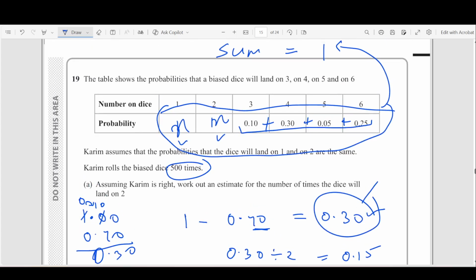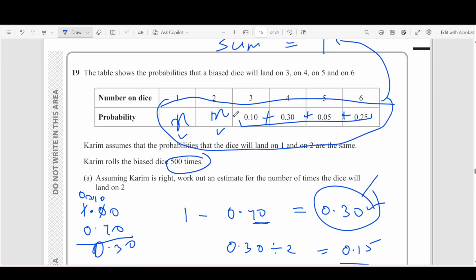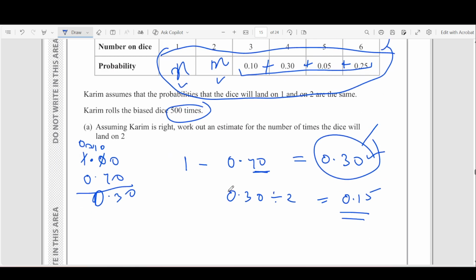Okay, but it says estimate the number of times the dice will land on 2. Because the dice is rolled 500 times, to estimate the number of times it will land on 2, we need to multiply that 500 with the probability of 2. So the probability of 2 is 0.15. It is rolled 500 times, so we times it with 500, and we get 75. So the estimated number of times the dice will land on 2 is 75.